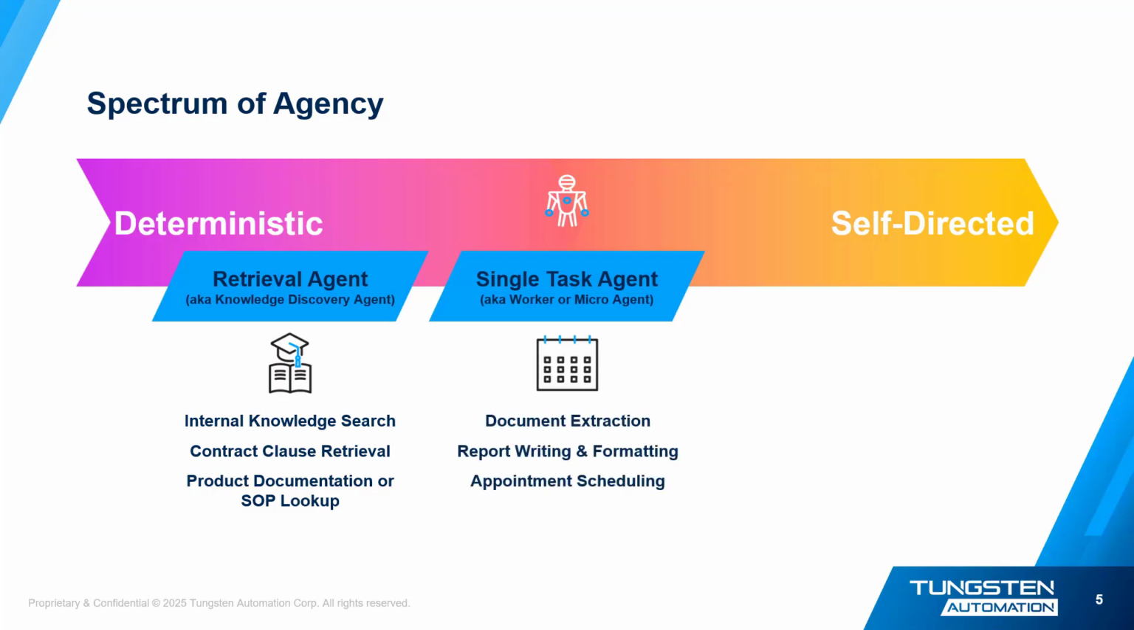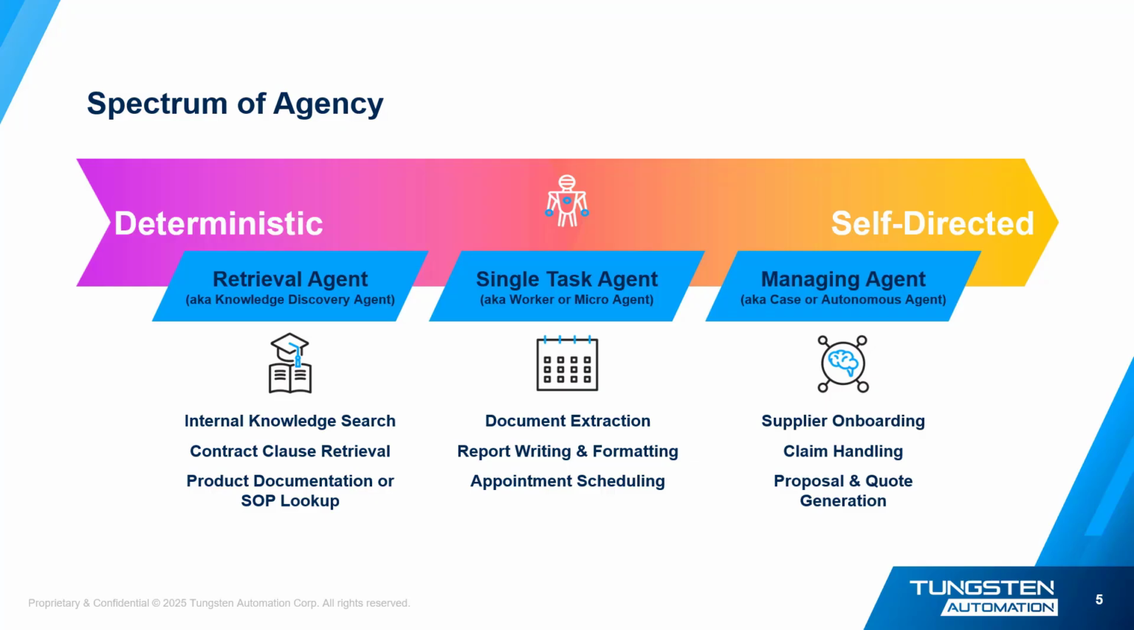Then we have what we'd call a single task agent, a worker agent, or a micro agent. So an agent that's got a bit more autonomy, but only within the scope of doing a single activity, through to a more autonomous agent, what we call a managing agent or a case agent, that is actually orchestrating a number of worker agents, maybe things like retrieval agents, maybe other automations such as API calls or RPA bots, but it's given much more control over how the process executes and choice over which tool or agent to call in what sequence to achieve the goal that you've given it.